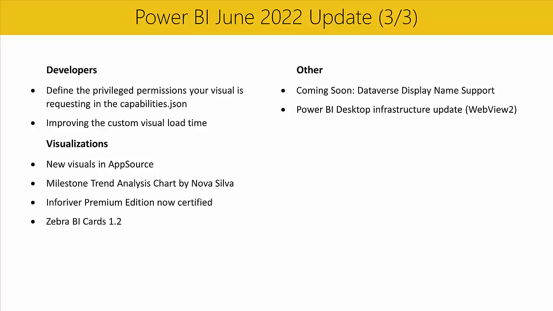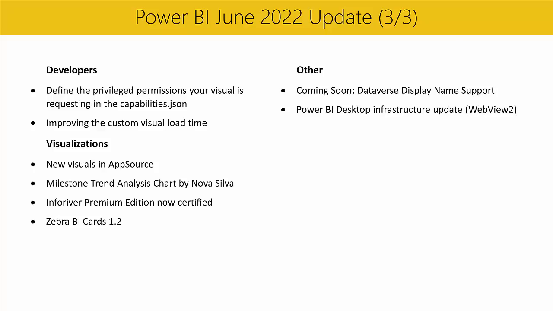For each privilege, there is also a corresponding admin tenant setting in the admin portal that allows the Power BI admin to allow or block the visual's access to this privilege. New APIs are introduced to allow visuals to query the host at runtime to determine which of the privileges is enabled. We've also improved the load time for custom visuals considerably. Please make sure to update your visuals to the latest and greatest releases to enjoy the most recent enhancements.